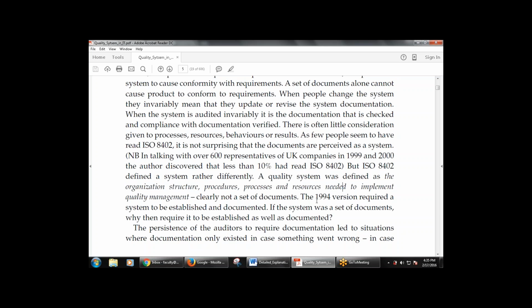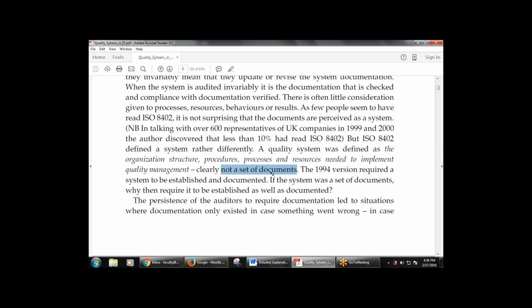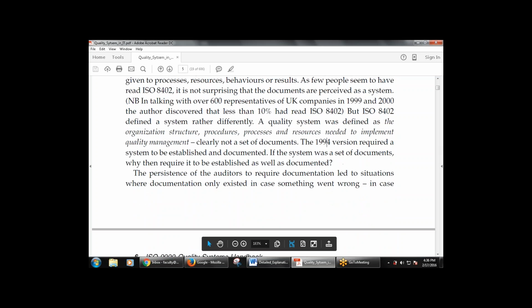That is, what are the various organization structures, procedures, policies, processes, and resources needed to implement the quality management. That is not a set of standards. The 1994 version required a system to be established and documented. It required both that the system be established as well as documented.